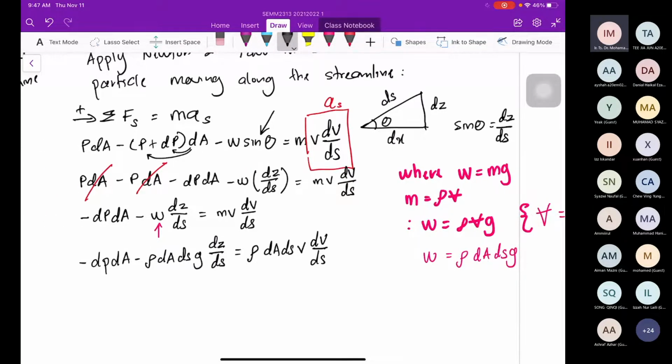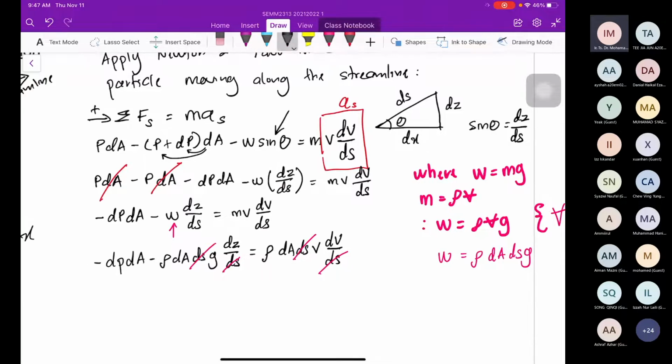I want to simplify. The ds cancels. So negative dP dA minus rho dA g dz equals rho dA V dV.